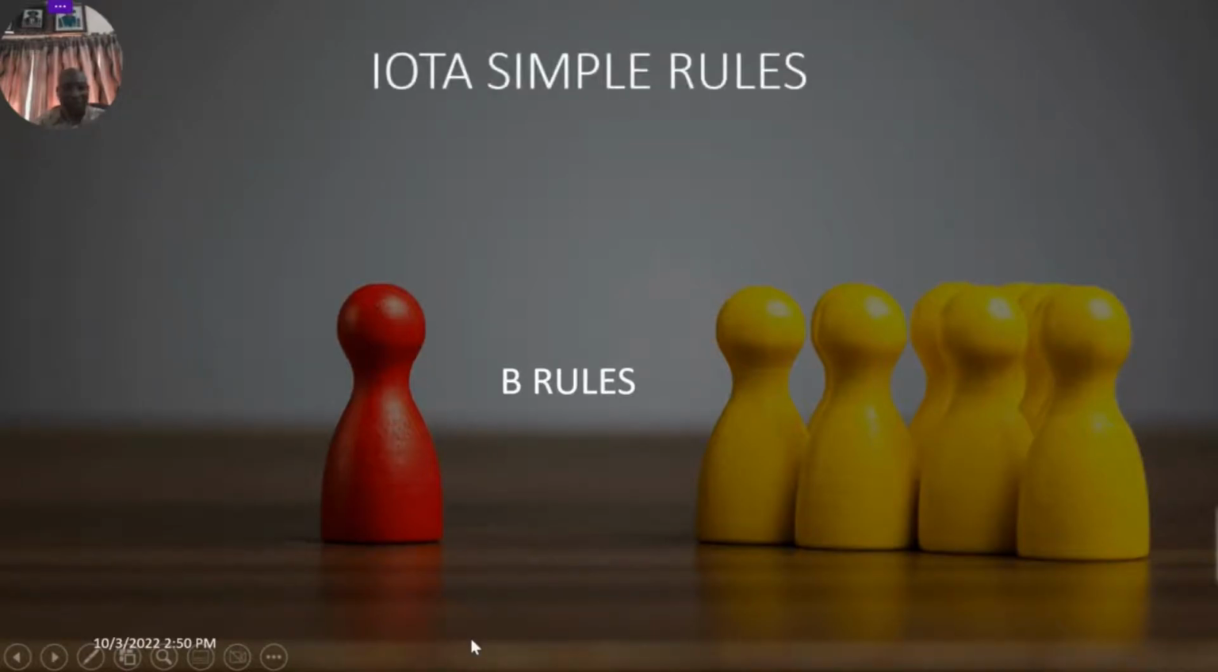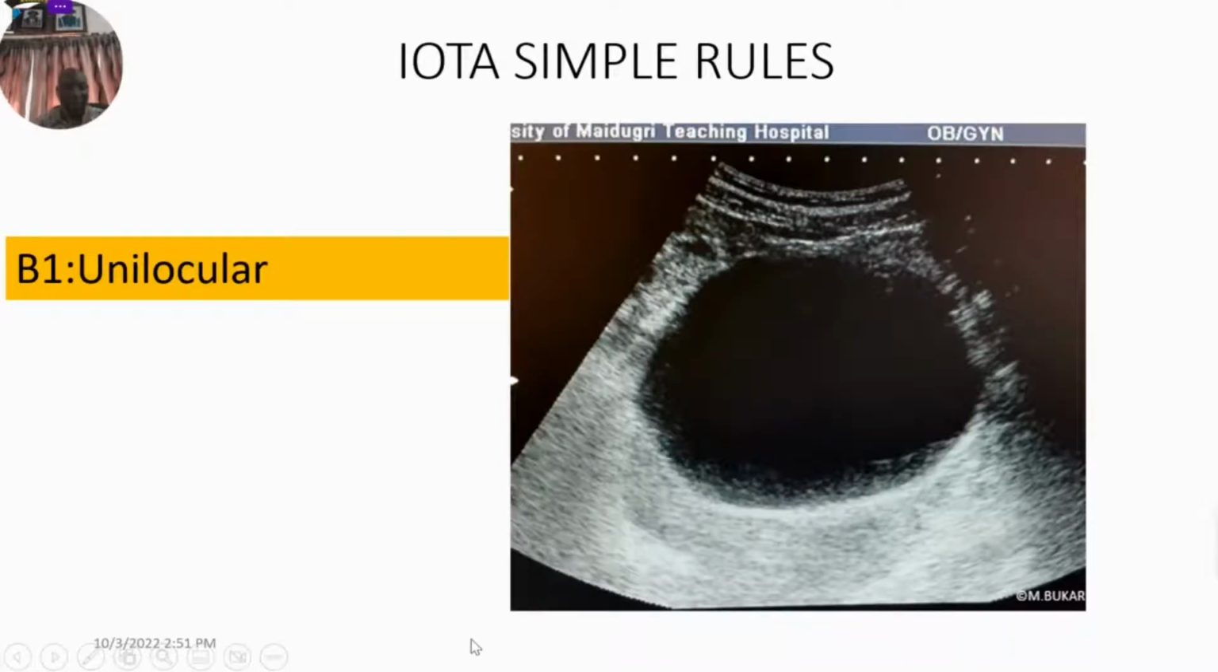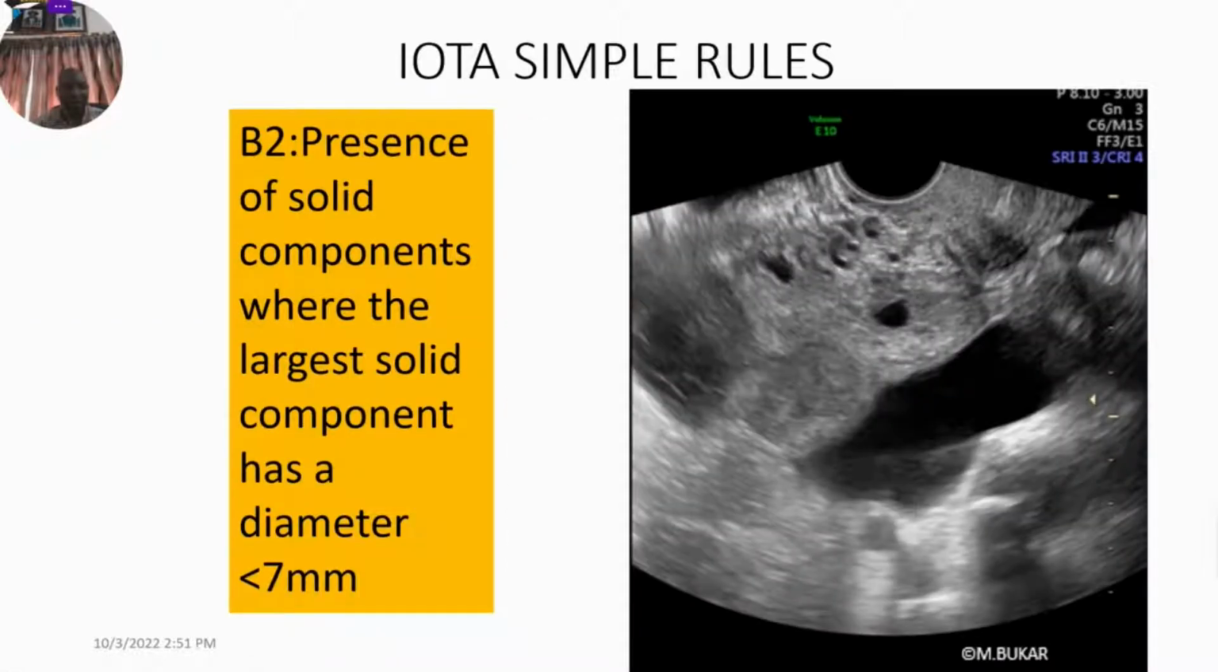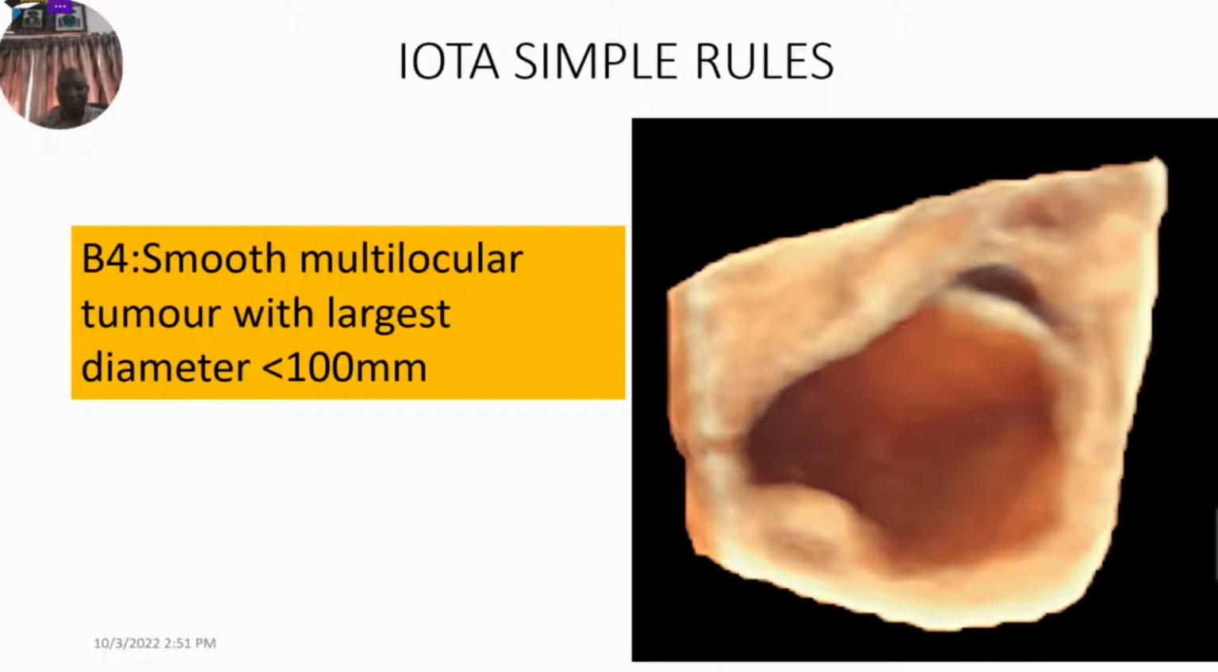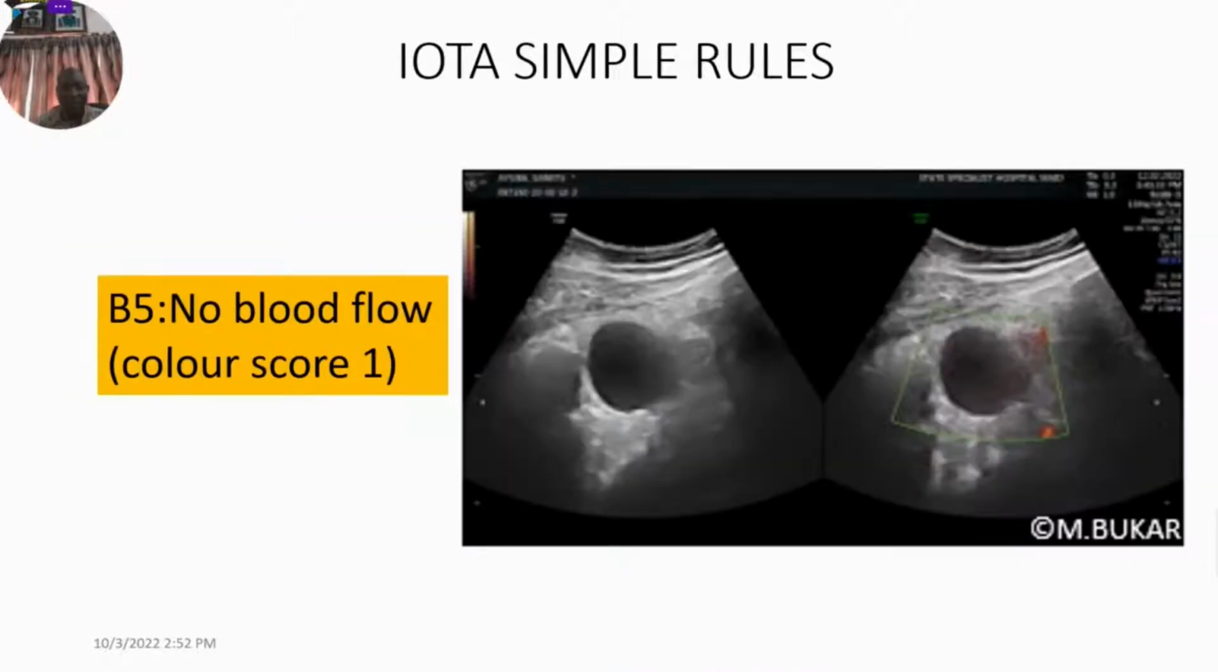Now let's look at the B rules. B1 is unilocular lesion. B2, presence of solid components where the largest solid component has a diameter less than 7 millimeters. B3 is presence of acoustic shadows. B4 is smooth multilocular tumor with largest diameter less than 100 millimeters. And B5 is no blood flow, that is color score of 1.